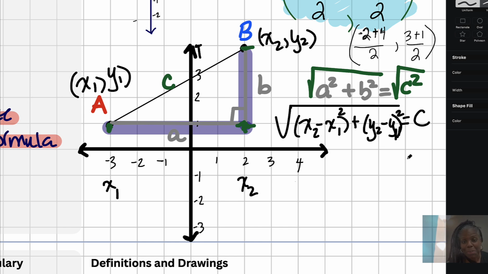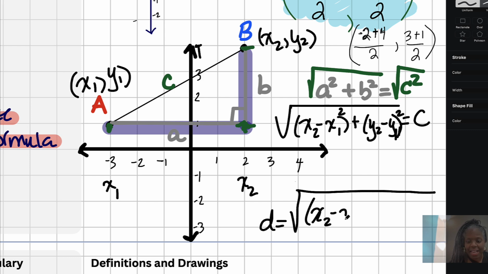And if we just plug these values in, we would get C. So that means I can give you 2 points and you can use the distance formula and find the distance between those 2 points. So here's what the distance formula looks like. It says D, the distance here, it could be AB, it could be C, but really we're going to use the letter D when we're talking about distance, is equal to the square root of the following: x sub 2 minus x sub 1 quantity squared plus y sub 2 minus y sub 1 quantity squared.